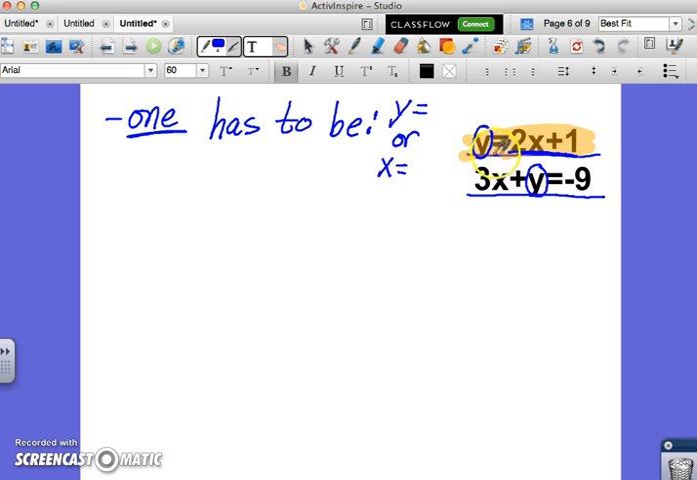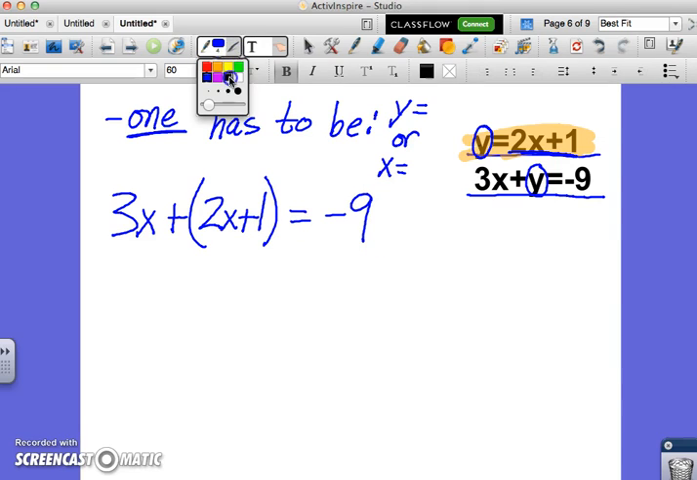So we're going to come down here, and in place of this y, we're going to make a substitution. We're going to take this equation, this 3x plus y, and we're going to pull out y and put in who y is equal to. Well, y equals 2x plus 1. We're going to put them in place, equals negative 9.